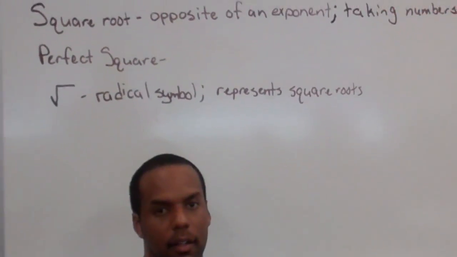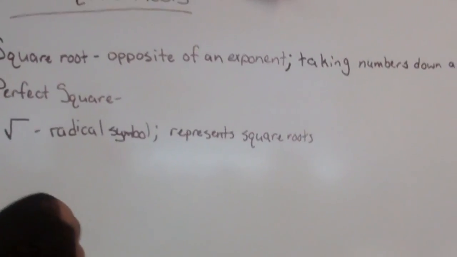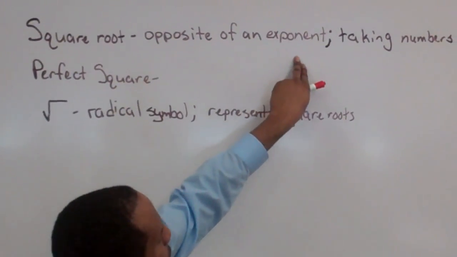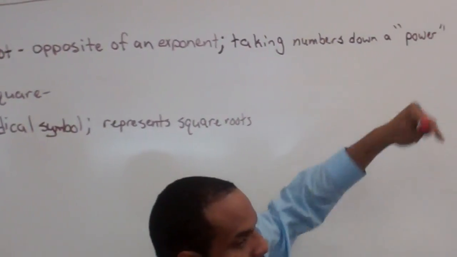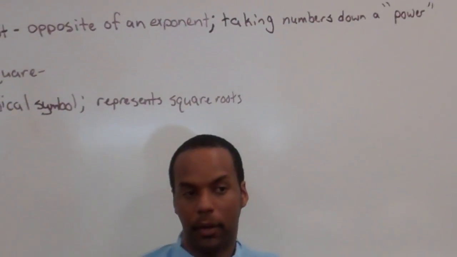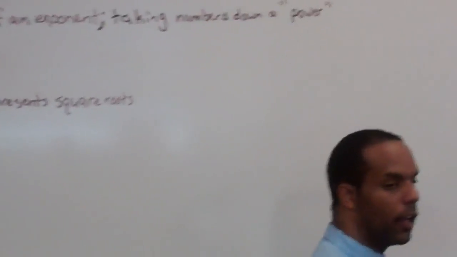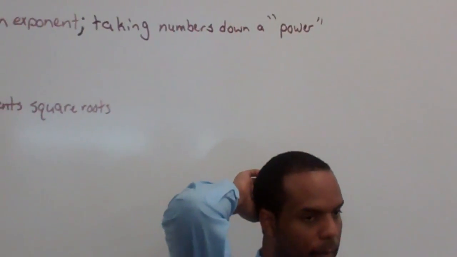All right. So we're going over square roots. Square root is an opposite of an exponent. It's taking the numbers down a power. Do you all know what I mean when I say taking the numbers down a power? No. All right. First off, do we know what exponents are?